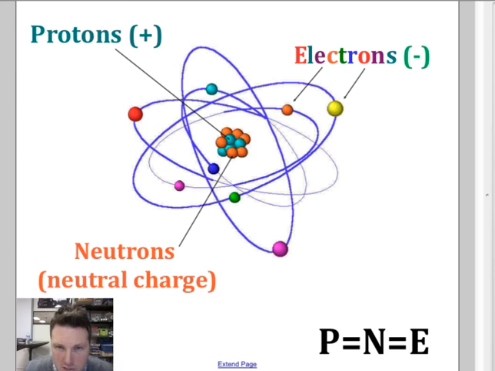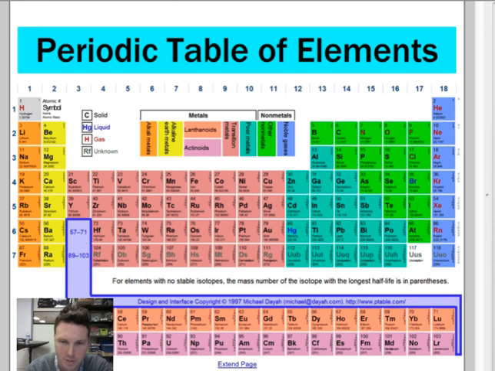The only way to charge an atom, to make it an ion, which we'll talk about later, is to take away electrons or add more electrons.